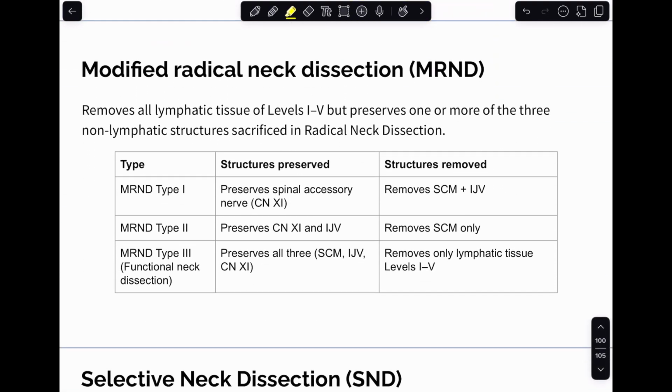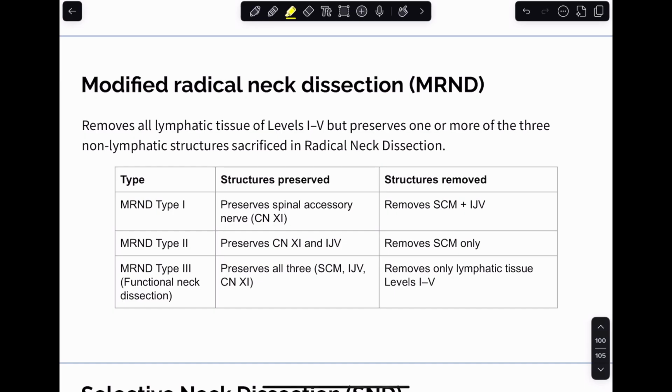Coming to modified radical neck dissection, this is when we remove all the lymphatic tissue of level 1 to 5. But this is a modification of the radical neck dissection. So here we do not remove all 3 of the other non-lymphatic structures that we mentioned previously.